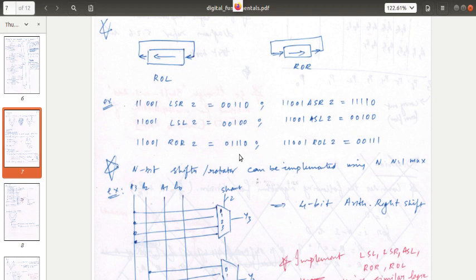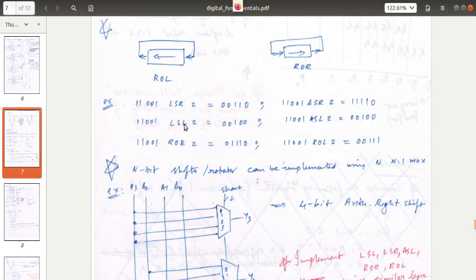Consider the way in which numbers are posted on the periphery of a circle, and it is rotated, so nothing is lost. But for shifting you can consider it like a straight line, and the more you move, the more numbers you are losing. So this is logical shift to the right.